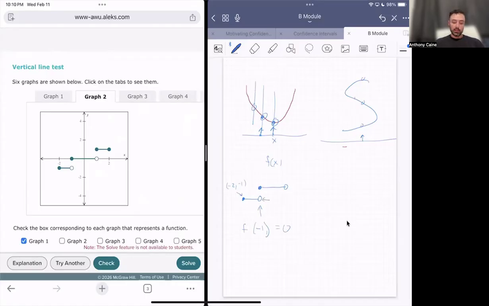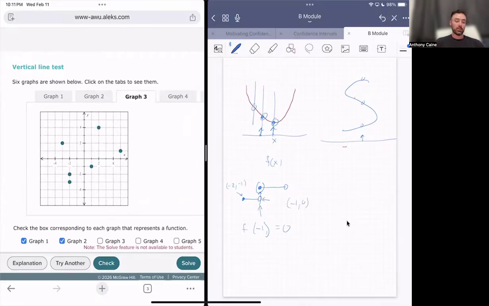An open dot like this is not included. I'm looking up to this dot, and if you look at my graph over here, this dot has the coordinates -1, 0, and my function is 0 at -1. Graph 2 is a function, passes the vertical line test. Graph 3, not a function.